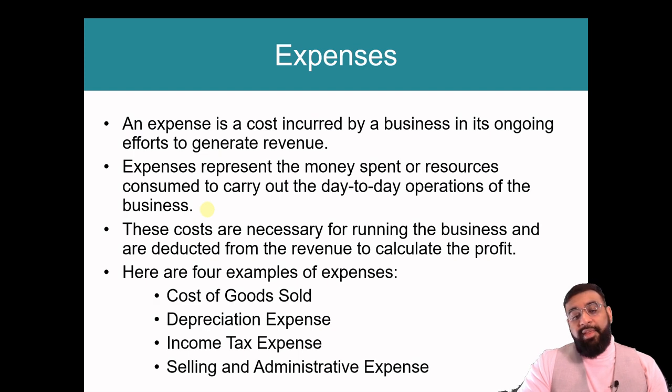And then we have selling and administrative expenses. Selling and administrative expenses are essentially other expenses such as salaries expense and rent expense. We have to pay our professional fees, such as paying our lawyers, our accountants, etc. Even though we have four examples here, there are many more expenses, which we're going to talk about in a later video.